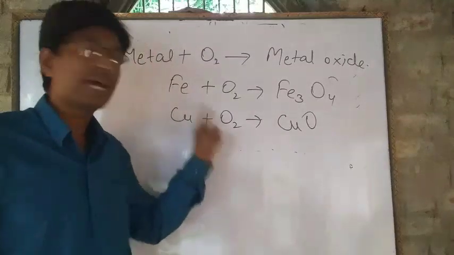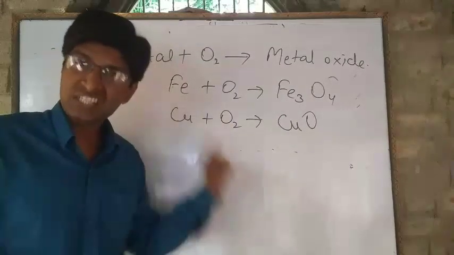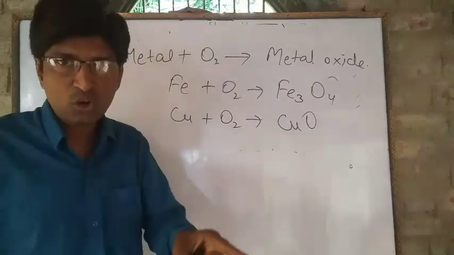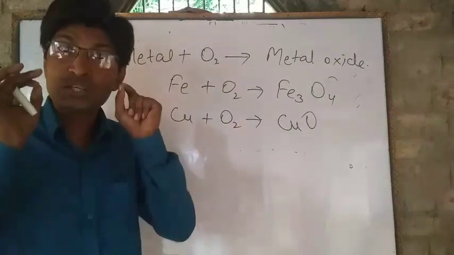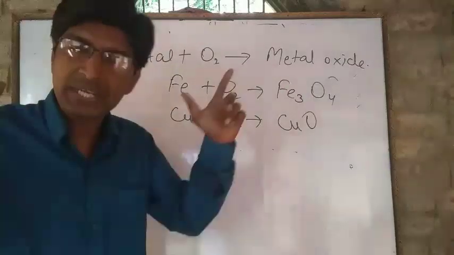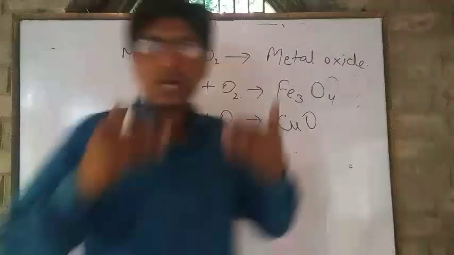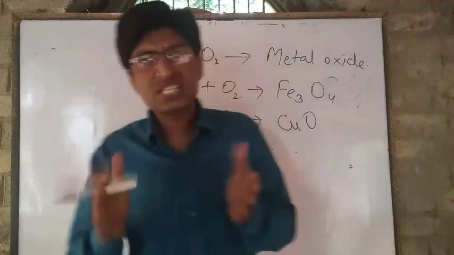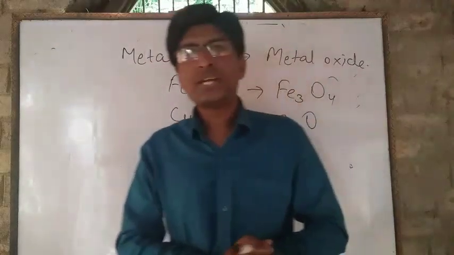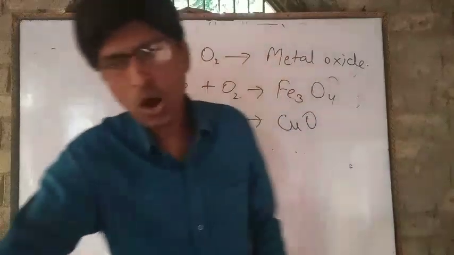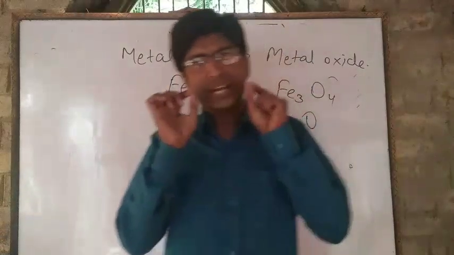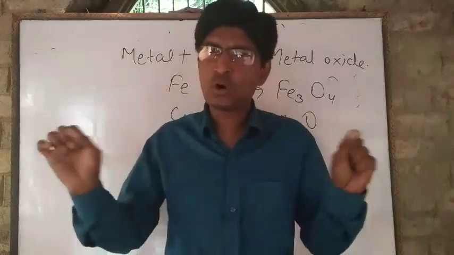So you must know that iron and copper, such metals, react with oxygen and can produce their oxides, but on strong and prolonged heating. But silver, gold and platinum, such metals do not react with oxygen even on prolonged heating. Now I am going to summarize the reaction of metal with oxygen.